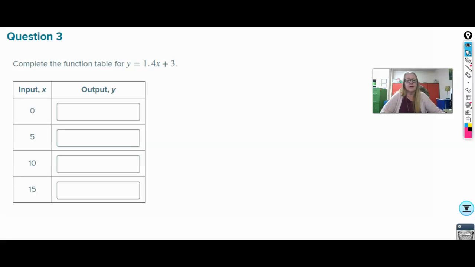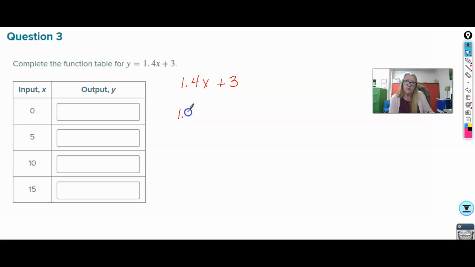Question number 3. Now they've gotten rid of the rule column. So here's where you might have to make your own rule column, or definitely want to have some paper and pencil handy while you're doing this quiz. What you're working with here is 1.4x plus 3. That's your expression that you have to substitute. And they want you to substitute 0 for the x.